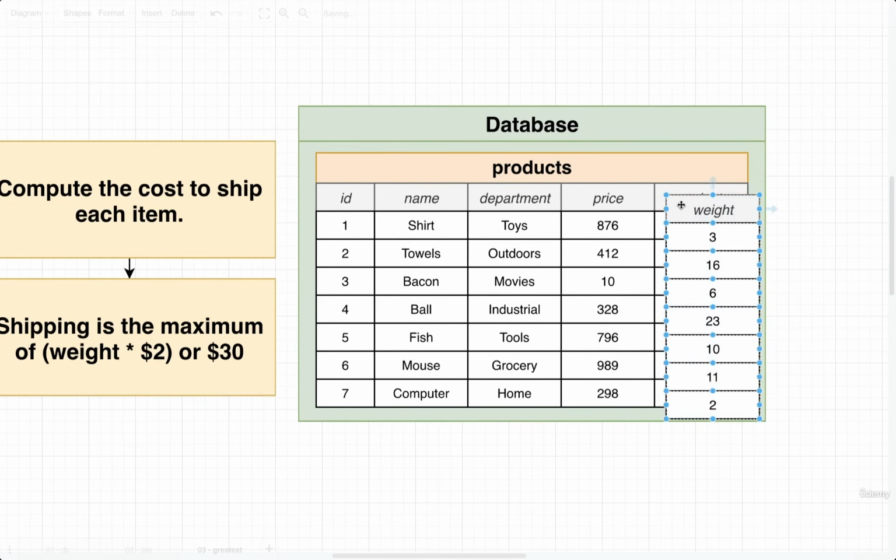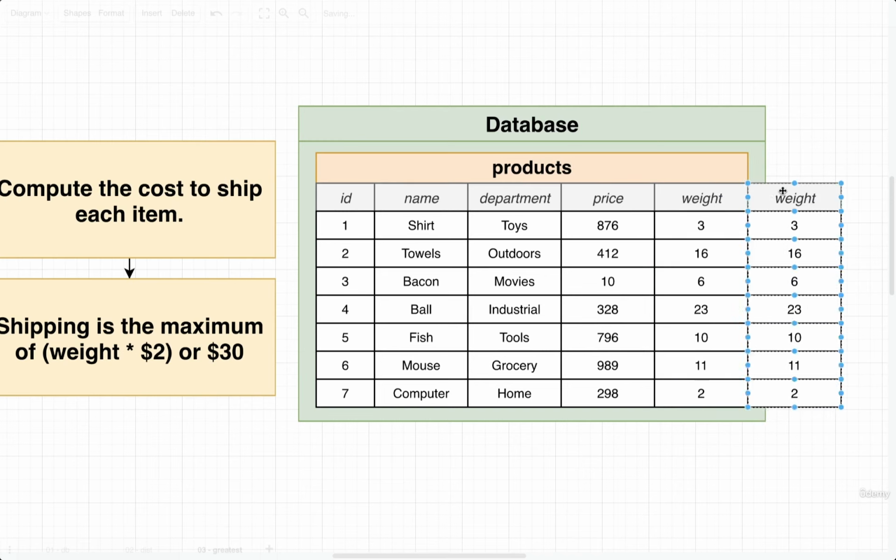So we can kind of imagine the calculation that would go on here. We kind of want to take our weight column and run some calculation on it. Maybe we would call this something like cost to ship. We would then multiply all these different values by $2, and that would give us our cost to ship. We would end up with 6, 32, 12, 46, 20, 22, and 4.